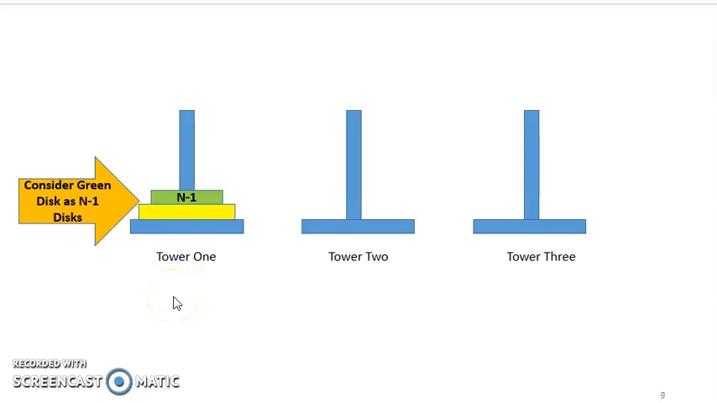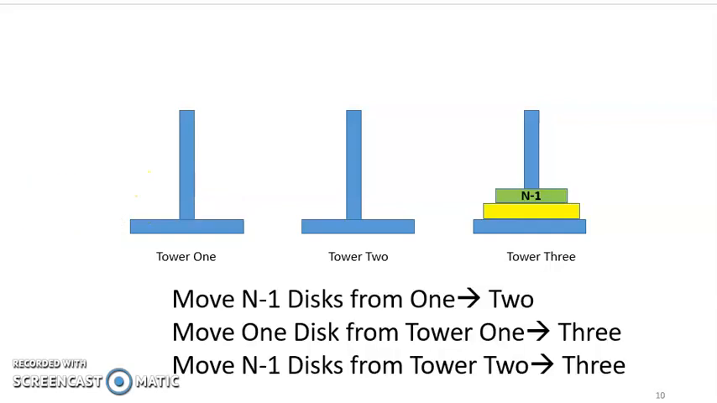Let us consider our previous problem where we considered only two disks. Now, let us consider the green disk, that is the topmost disk, as the n-1 disk. And what we did was, we move the n-1 disk from 1 to 2, move one disk from Tower 1 to 3, and move the n-1 disk from 2 to 3. So basically when we are using n-1 this time instead of 1, we are taking up this problem as a recursive problem, right?